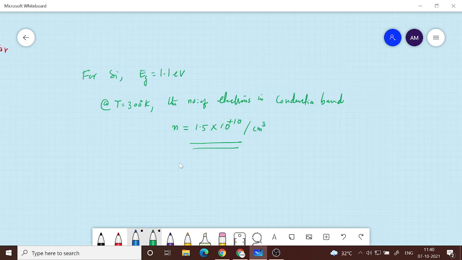Now this number will decide the conductivity of silicon at room temperature. Pure crystalline silicon conductivity is entirely determined by this number. So if you heat the silicon material, you can further increase this number, because you will make more and more electrons thermally excited to go from the valence band to the conduction band.